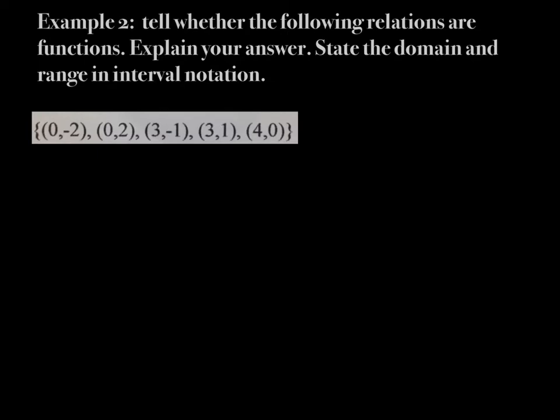Well, we look and we see, do any of the x's have more than one y value? And we have that happening here, because 3 has -1 and +1, and here 0 has -2 and +2. So no, it is not. And when it says explain, we're going to say no because some of the inputs have more than one output.